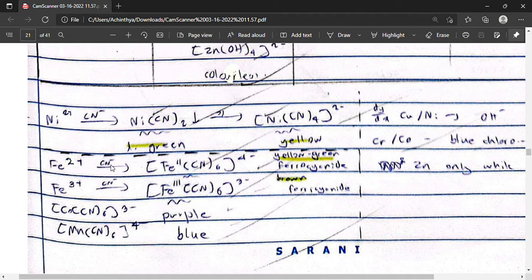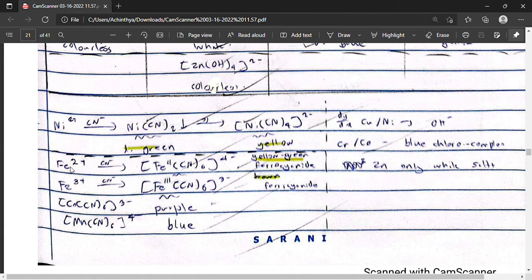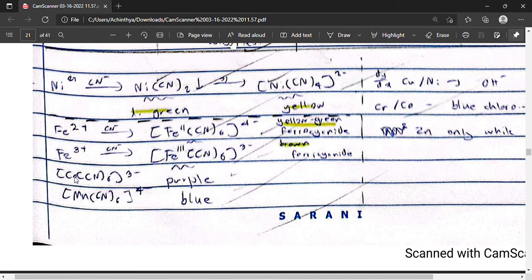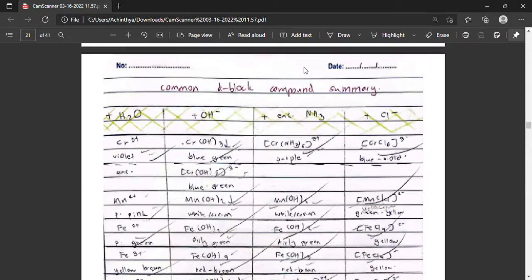And as we can see here, if we were to add cyanide ions into the ferrous and the ferric ions, we respectively get the yellow green ferrocyanide and the brown color ferricyanide. If we were to add cyanide ions into the cobalt and the manganese solutions, we will get a purple color complex for cobalt and a blue color complex for manganese, and that is the robust summary of D block elements.